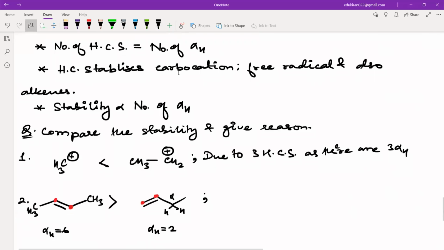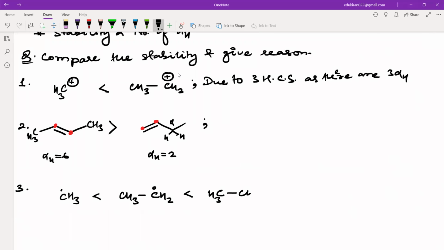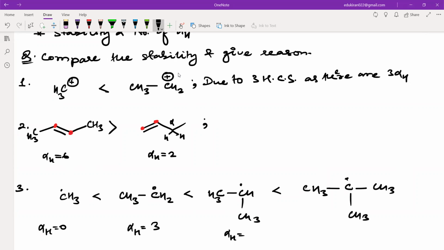You can also write: CH3 free radical will be least stable, followed by CH3 CH2 free radical, followed by CH3 CH CH3 free radical, and followed by CH3 C free radical, which has 3 CH3 groups attached. In the first, the alpha hydrogen is equal to 0. Here the alpha hydrogen is equal to 3. Here the alpha hydrogen is equal to 6, and here the alpha hydrogen is equal to 9, right? This is equal to 9.